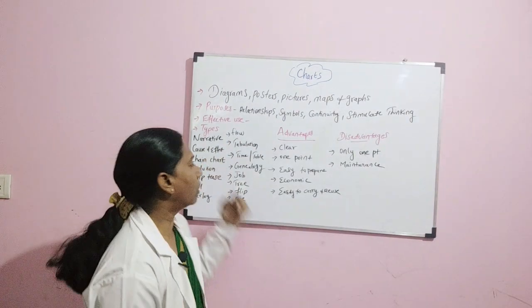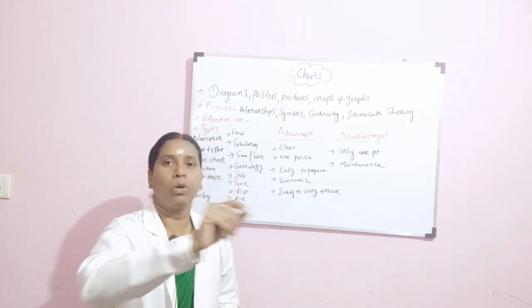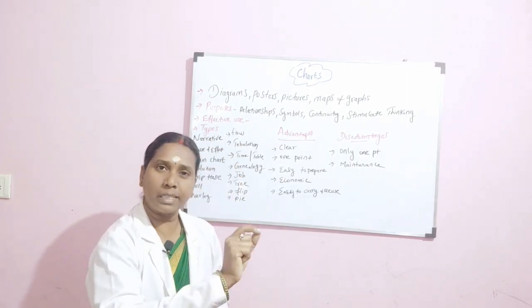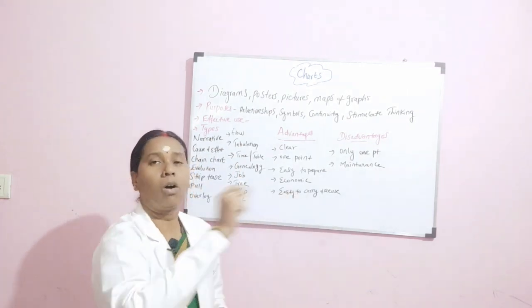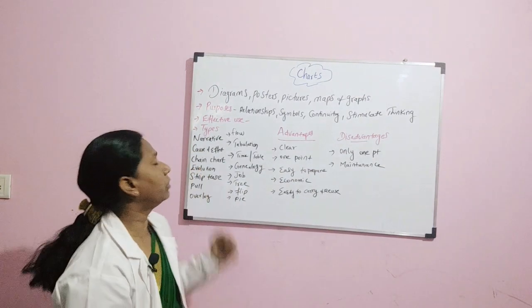And then we have the cause and effect relationship. With the arrow mark you can tell, this is the microorganism and this is the effect, this is the signs and symptoms, this is the treatment, all those things, that is cause and effect you are going to show. And then we have the chain chart.